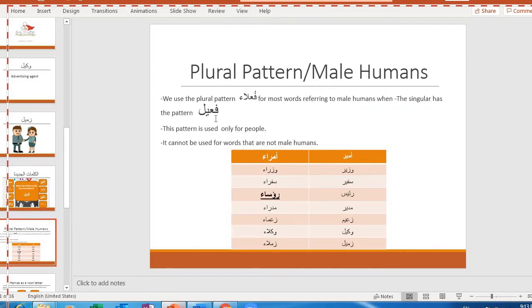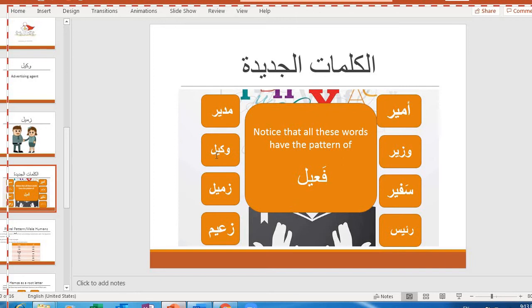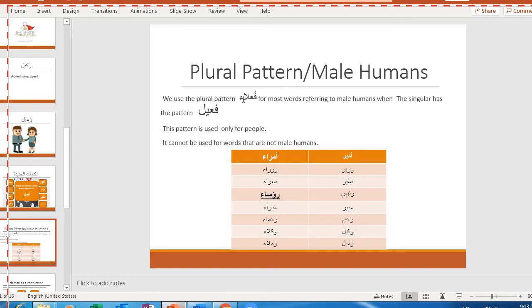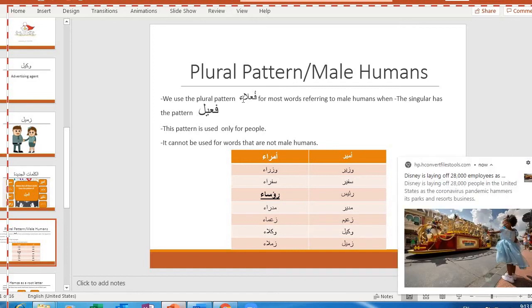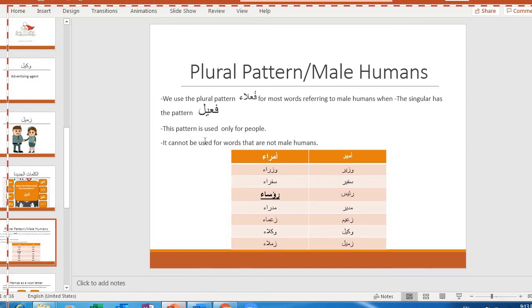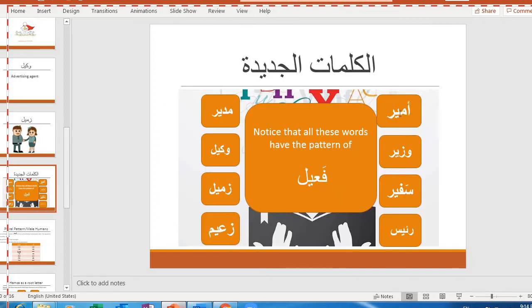شو هي هذه الرول? Okay, we use the plural فعلاء. So when you change it to plural, you follow the pattern of فعلاء for most words referring to male humans when the singular has the pattern of فعيل. Okay, so these have the pattern of فعيل. When you change it to plural, you have to follow the new pattern. It is فعلاء. I'll explain this with examples so we'll understand this. This pattern is used for people. So most of these words refer to people. Amir, the prince. Prince is actually a person. Wazir, a person. Safir, Zamil.